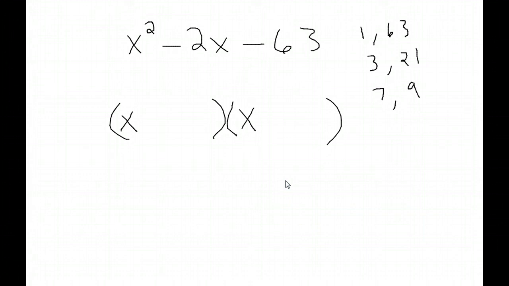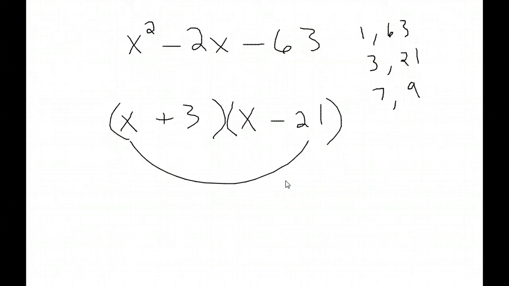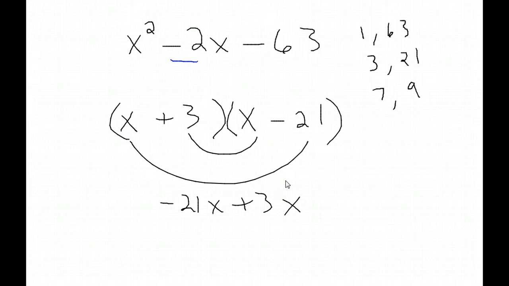If I put in a plus 3 and a minus 21, and I check my O and my I, I'm going to get negative 21x plus 3x. That does not give me a minus 2x. Remember that I'm trying to get my O and my I to give me a negative 2x. So I would erase that.